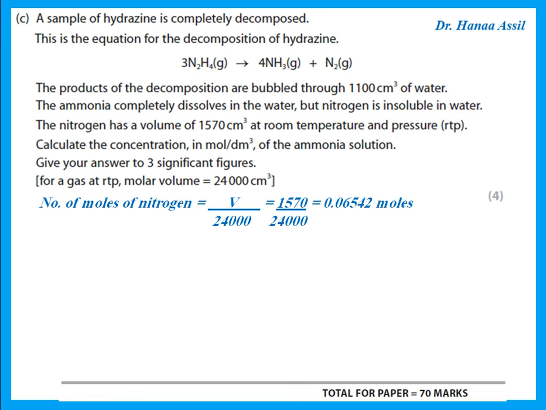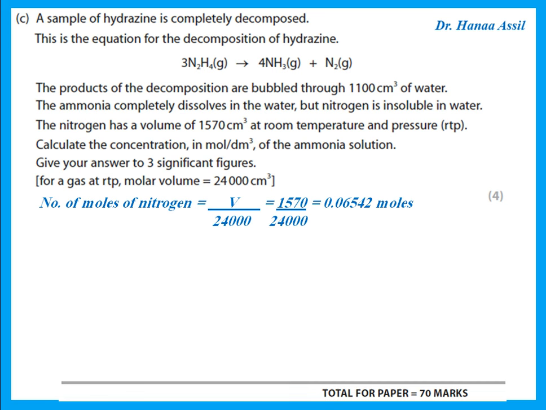You should know that number of moles of a gas is volume over 24, if we use the volume in decimeter cubed. If we use the volume in centimeter cubed, then it is divided by 1,000. You remember that? So if we put the volume in decimeter cubed, you divide by 24. If we put it in centimeter cubed, you divide by 24 times 1,000, so 24,000. So this gives me the number of moles of nitrogen.